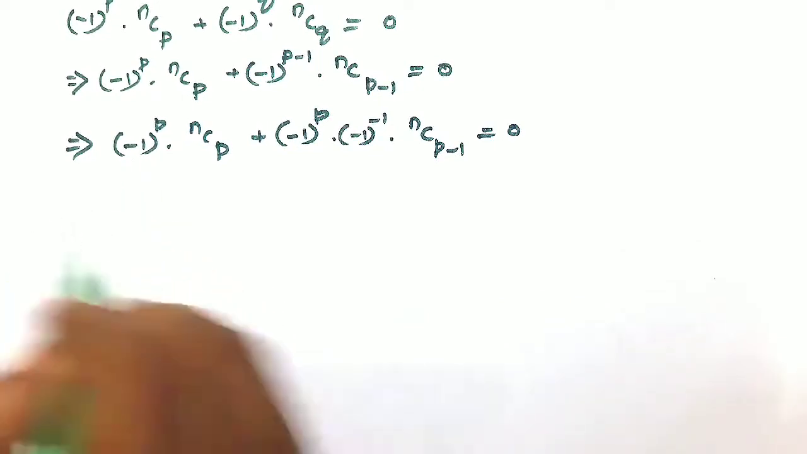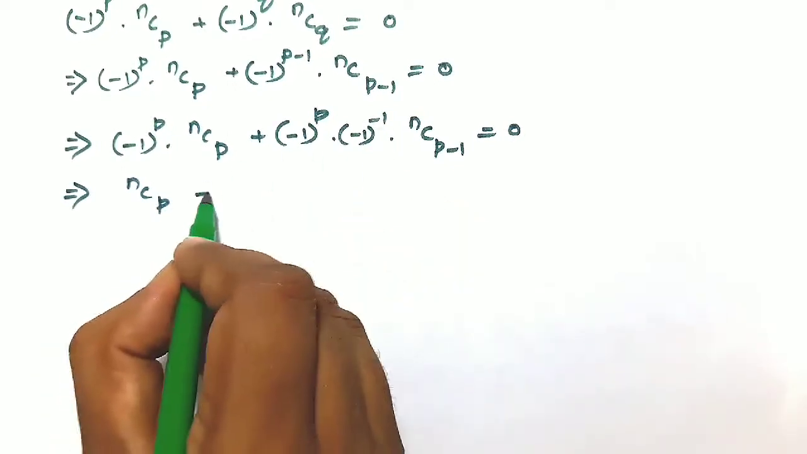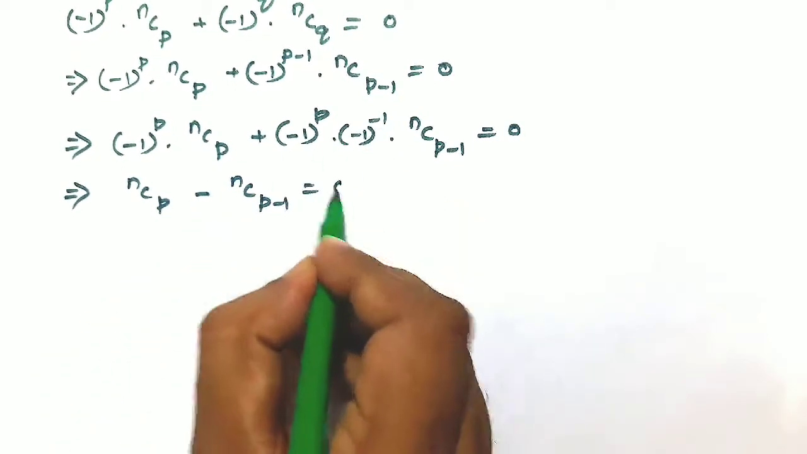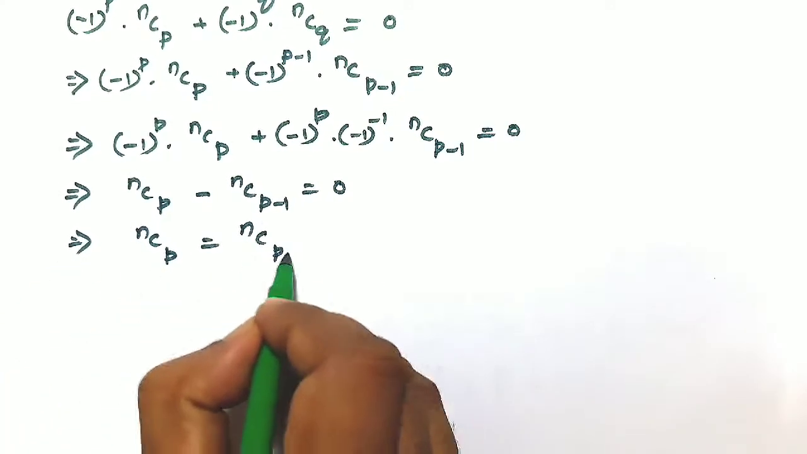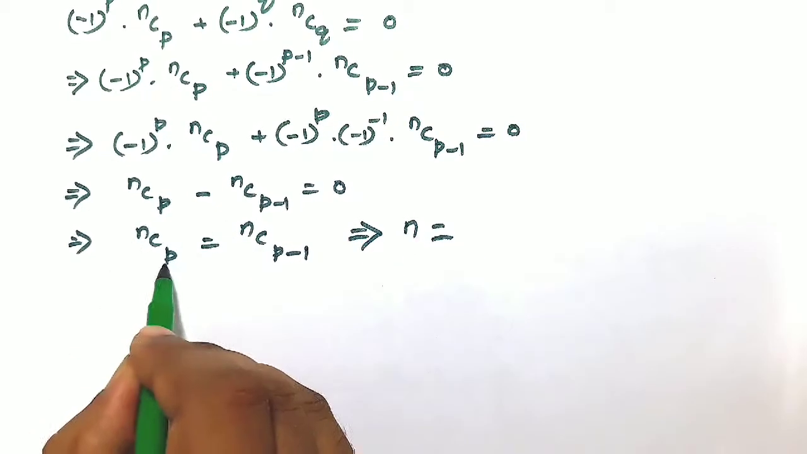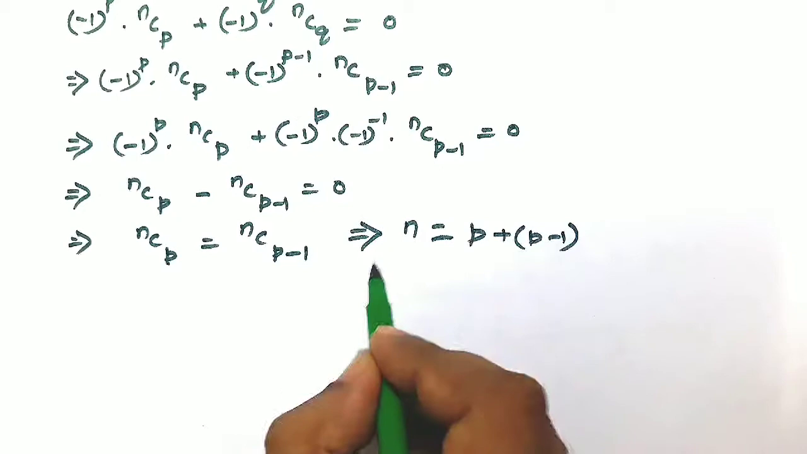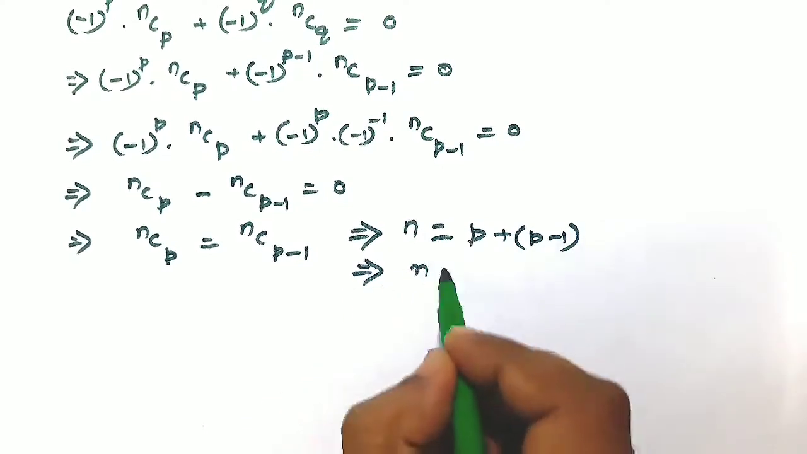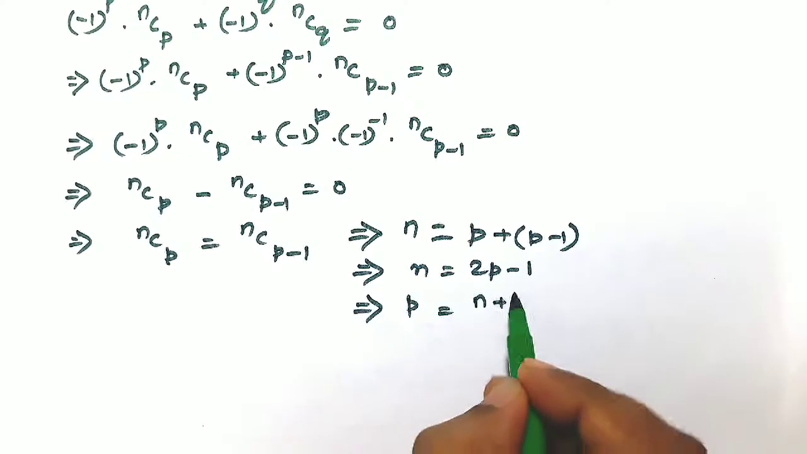(Minus 1) to the power p will be cancelled if you take (minus 1) to the power p common and divide by (minus 1) to the power p on both sides. You will get nCp, and (minus 1) to the power minus 1 means minus nC(p minus 1) is equal to 0, isn't it? So this is nCp equal to nC(p minus 1), from where you are getting n is equal to p plus p minus 1. Okay. So from here we are getting n is equal to twice p minus 1. So p is equal to (n plus 1) upon 2.